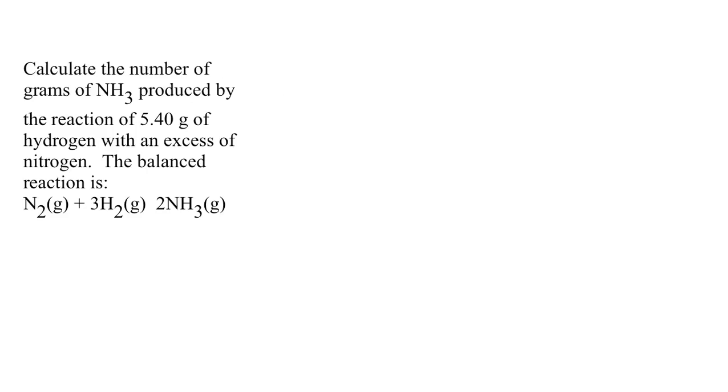Problem, what you're going to be doing instead of just doing the simple mole to mole conversion, you're going to have to go from grams to moles, and I'll write this out for you. You're going from grams, because that's what you're given in the beginning, to moles, okay? And then you're going to go from moles of, so if you read the question, it says calculate the number of grams of NH3 produced by the reaction of 5.4 grams of hydrogen.